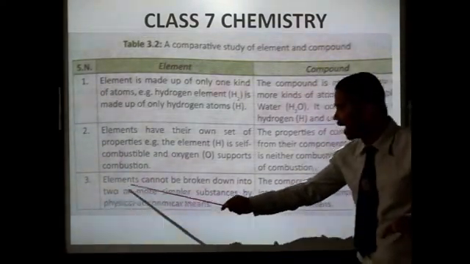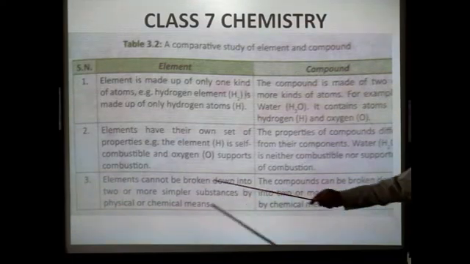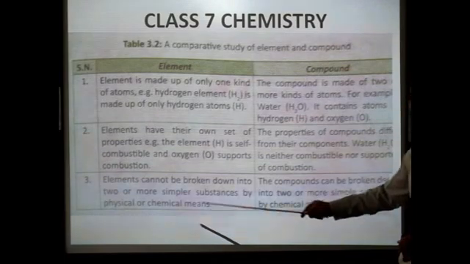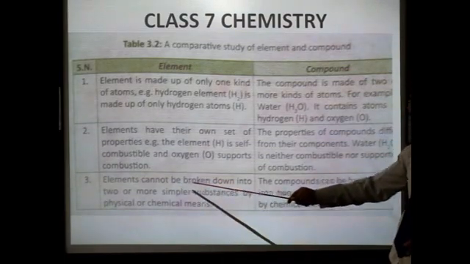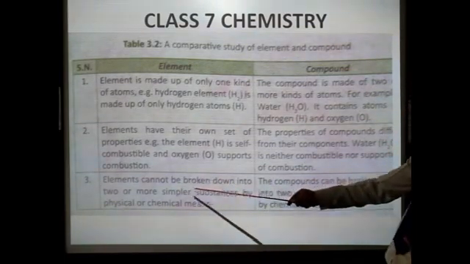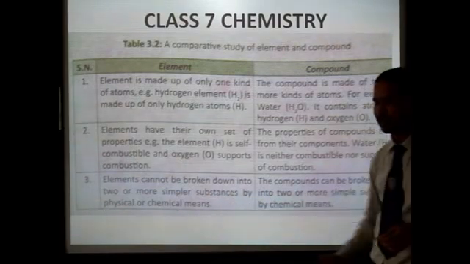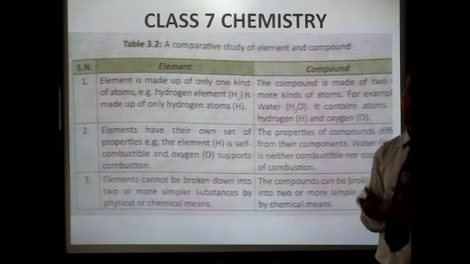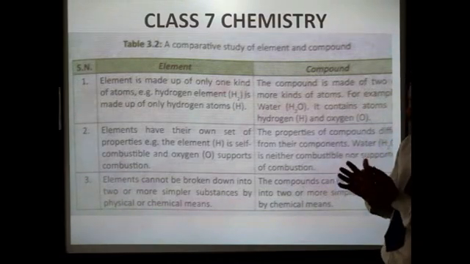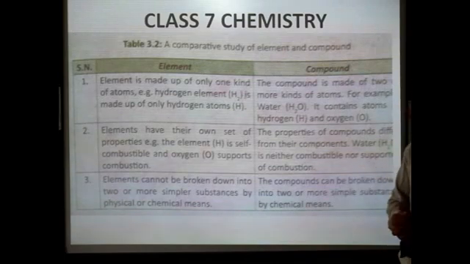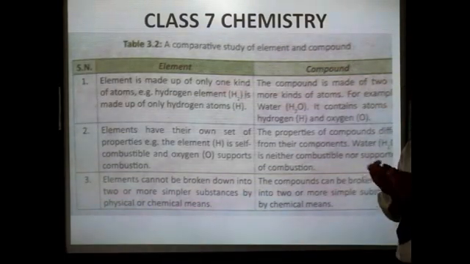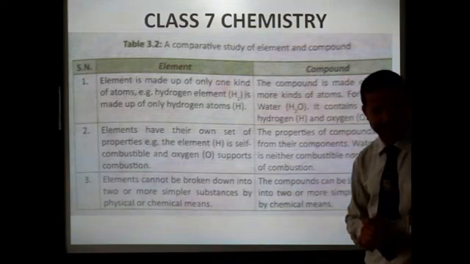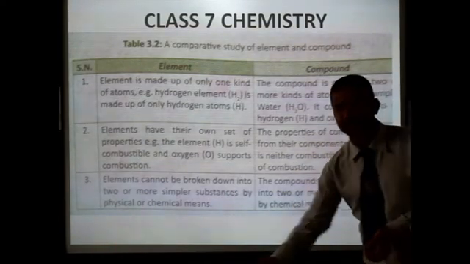Number 3, elements cannot be broken down into two or more simpler substances by physical or chemical means. If you break gold into many pieces, you cannot get a simpler substance than the gold atom, the gold element. So an element is the simplest substance.